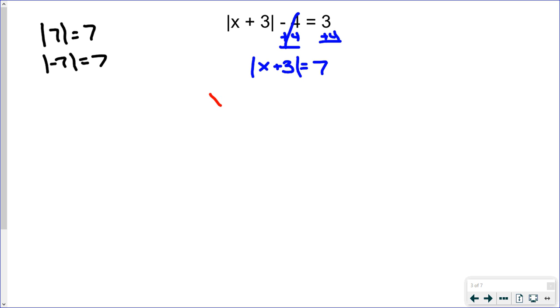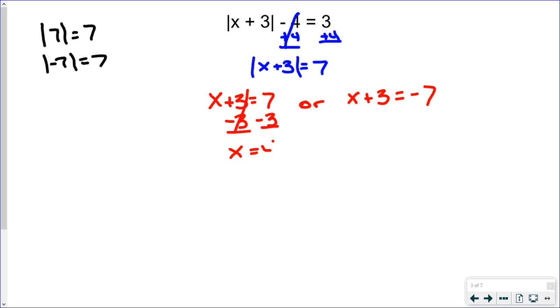So you write 2 equations. One equation is x plus 3 equals 7, or x plus 3 could be equal to negative 7. Because the absolute value of 7 is 7, the absolute value of negative 7 is also 7. And then you solve these 2 equations, and you're going to end up with 2 answers. So there's one of my answers. And the other answer is x equals negative 10.